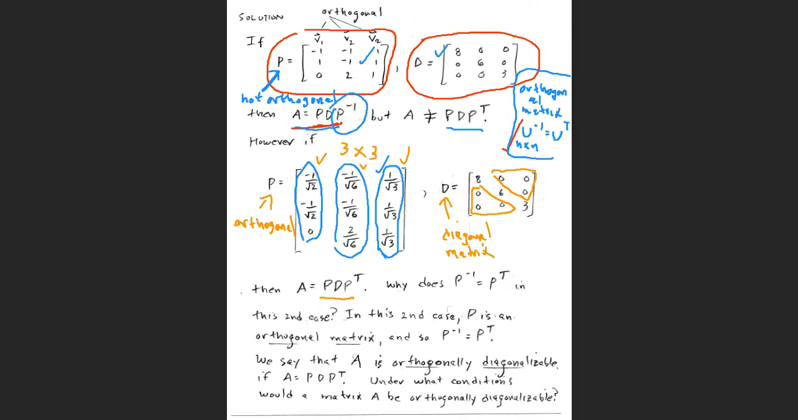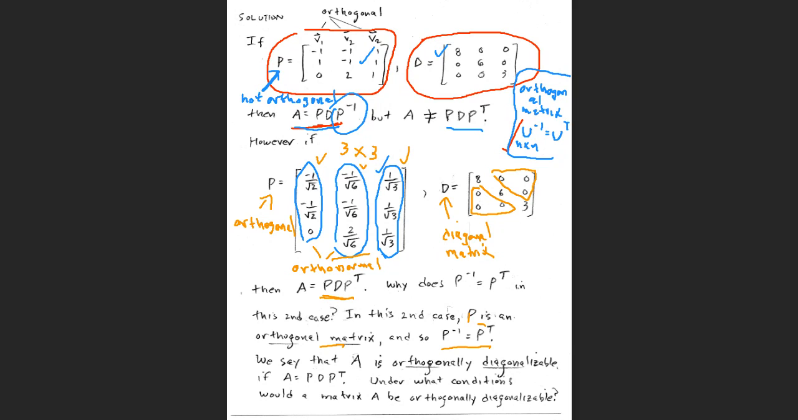The original eigenvectors are orthogonal, Mikhail, but they're not orthonormal. Now, when you scale those eigenvectors so that they all have length 1, you get orthonormal. And in this case, A equals P times D times P transpose. And why does P inverse equal P transpose in the second case? Because P is an orthogonal matrix, and so P inverse equals P transpose.